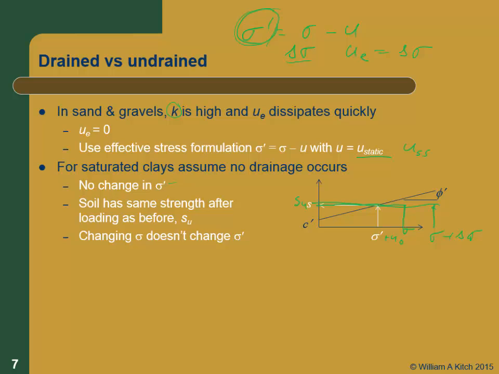Conversely, if I unloaded to a total stress down here, so this is sigma minus delta sigma, the soil's not going to have a chance to dilate, so the effective stress is not going to decrease, and I have the same strength, SU. This is what we call the classic phi equals zero conditions.